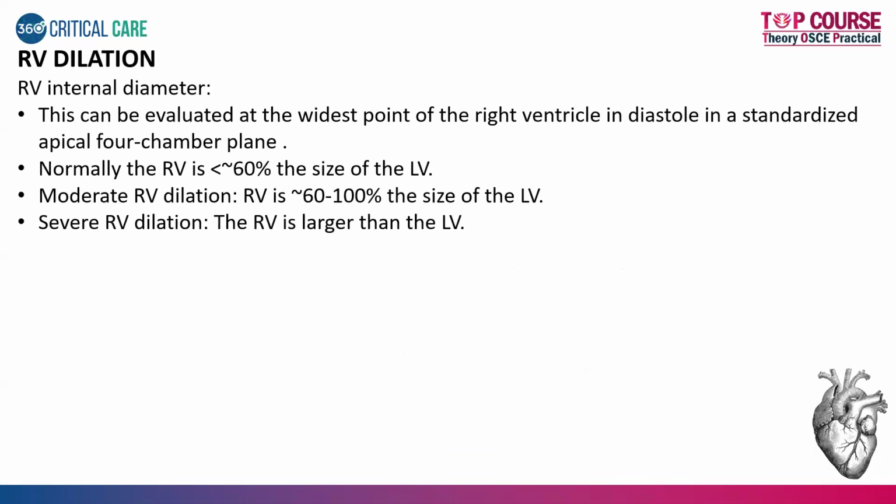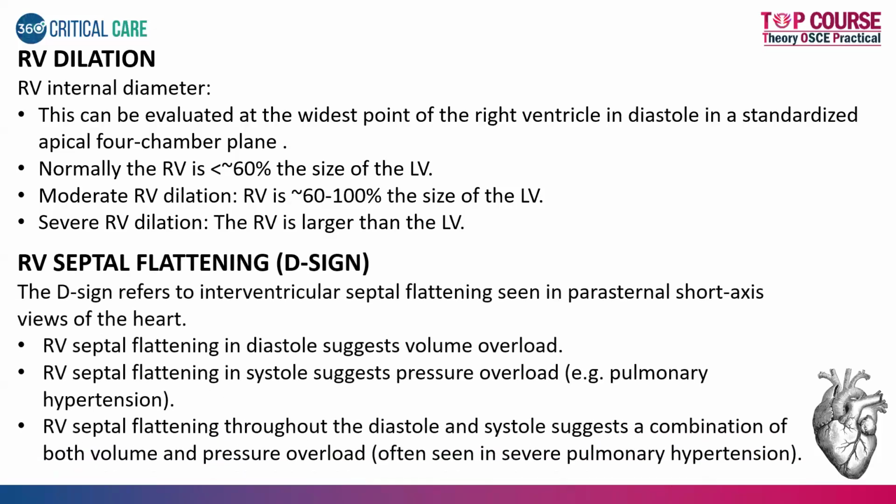So what is RV dilation? In a normal RV, the size is usually 60% of the size of the LV. When there is moderate RV dilation, it is almost equivalent to the LV. But if you feel that the RV is greater than the LV, then that is severe RV dilation. What is septal flattening or the D sign? Septal flattening in diastole suggests a volume overload state, especially in severe pulmonary hypertension. This leads to impingement of the septal wall or a crossover to the left ventricle, which has been attributed to both volume and pressure overload states.